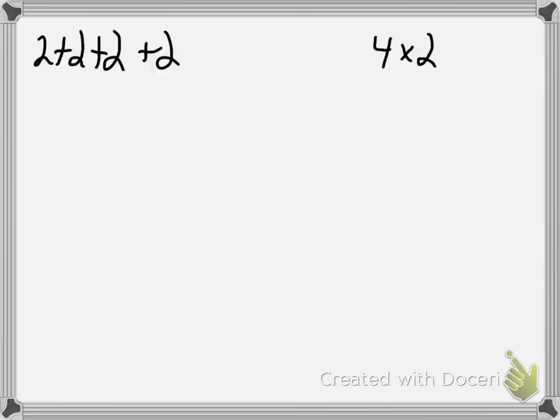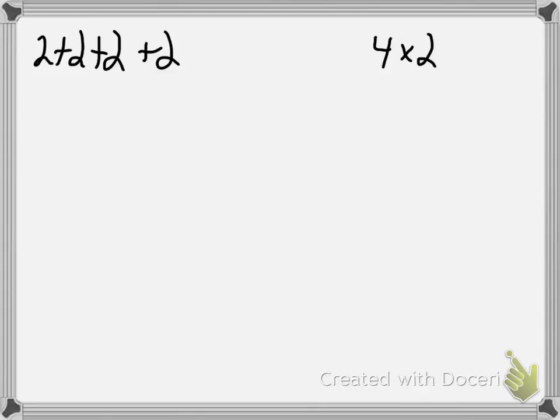Now, let's start off here by looking at these two expressions. My first expression is 2 plus 2 plus 2 plus 2, and my second expression is 4 times 2. Now, what I'm going to do is a tape diagram for each of these. So let's start with 2 plus 2 plus 2 plus 2.